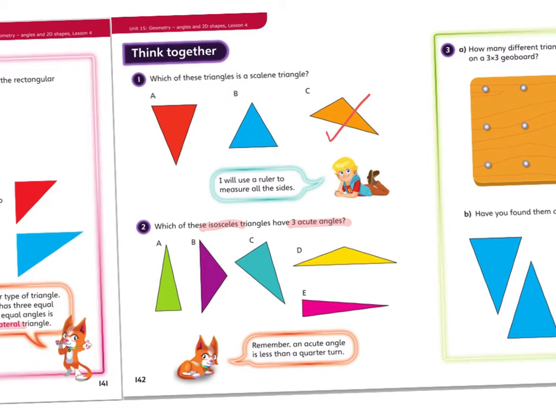And then it says, which of these isosceles triangles have three acute angles? So an acute angle is an angle that is smaller than 90 degrees. So if I look for a 90-degree angle, I'm sorry I'm not using a ruler here, that's a 90-degree angle. So an acute angle will be an angle that is smaller than 90 degrees. So there's an example of one.